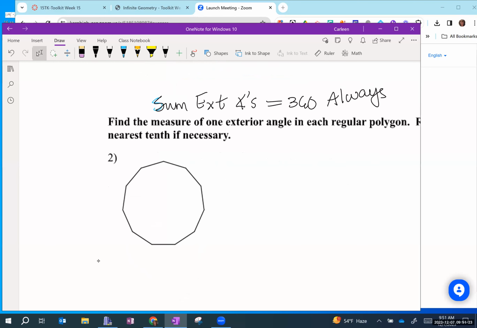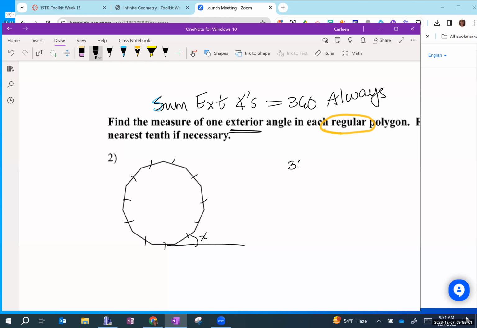Okay, so this is regular. If it's regular, then they're all equal to each other. If it's not regular, then they're not all going to be equal to each other, but it says it's regular. So how can we find the measure of one interior angle? Oh, this is an 11-gon. Oops, sorry. One exterior angle, draw a line, supplementary.